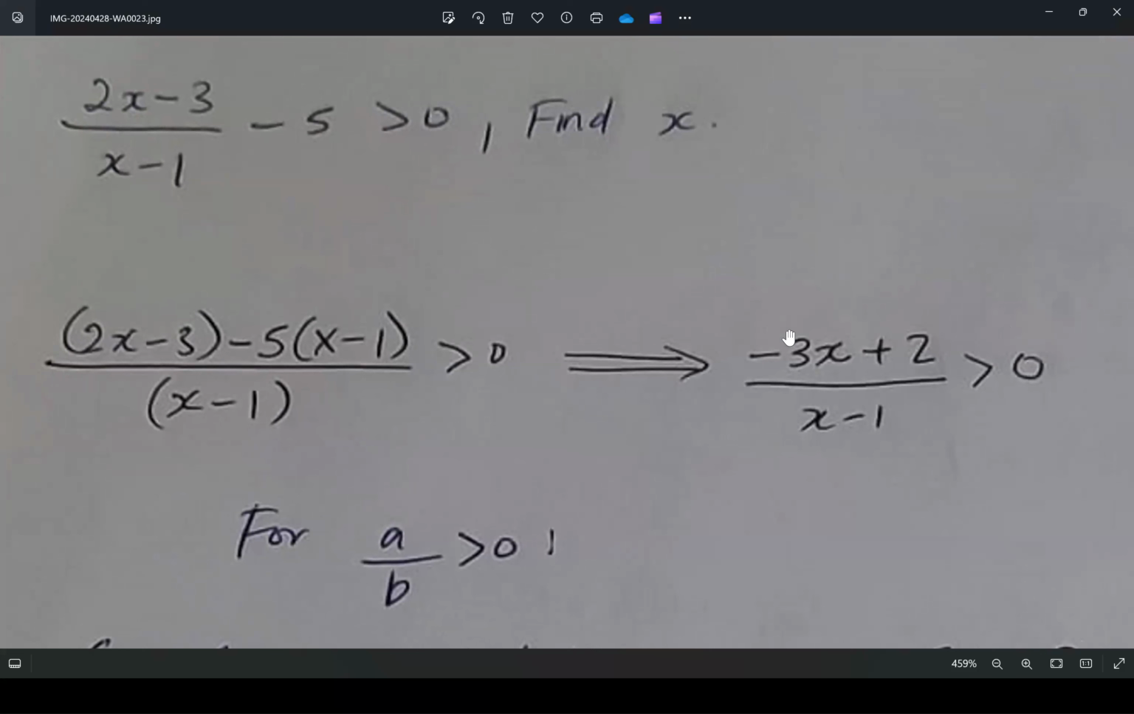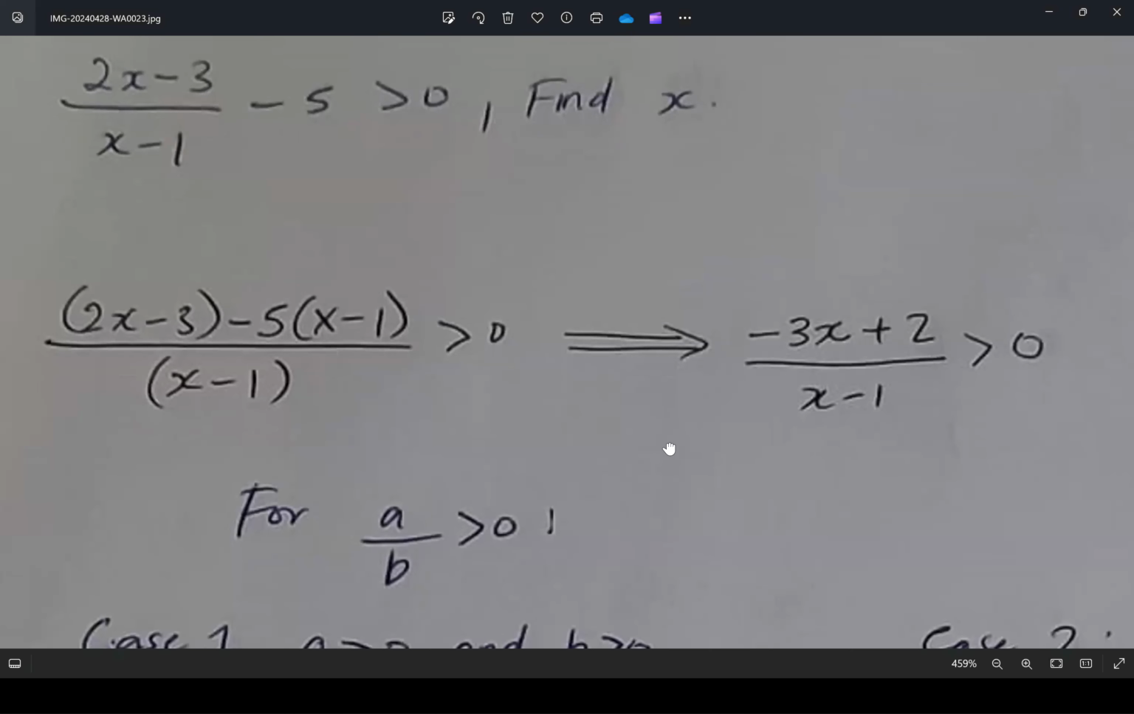5x will be -3x. Minus 3 minus 5 times -1. So this -5 times the -1 becomes +5. That's -3 plus 5 is +2. Are we saying that this is greater than 0? Now we need to remember our rule, right?